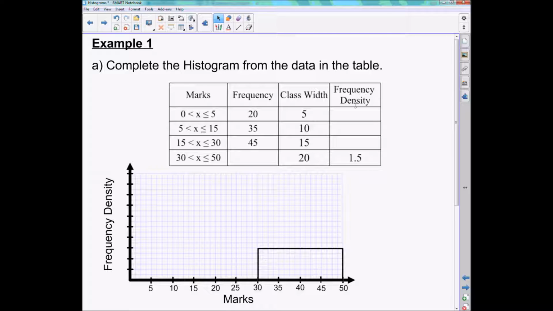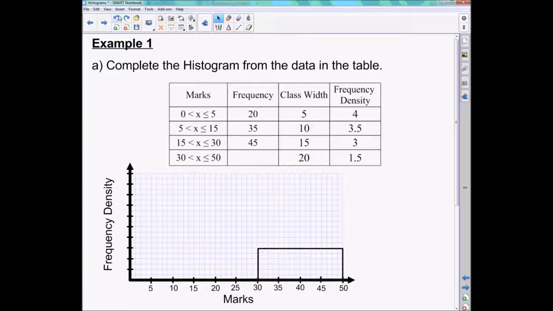Okay, so now I just need to calculate this frequency density column. If you remember from earlier, the formula that we needed to remember was frequency divided by class width. So for this first row, I need to do 20 divided by 5, which is 4. This second row, I need to do 35 divided by 10, which is 3.5. And lastly, 45 divided by 15, which is 3. Okay, so far so good. The class width is not particularly hard to find, and this frequency density is just a case of remembering a formula.